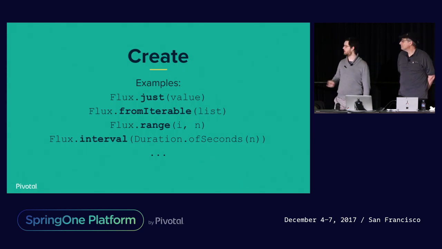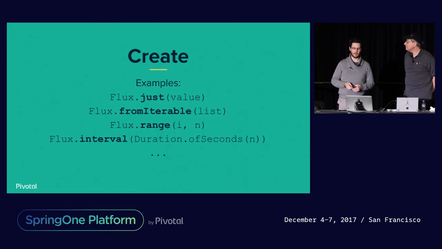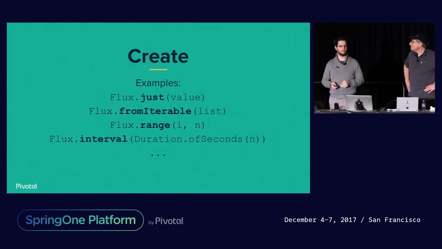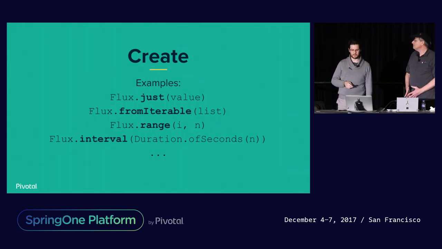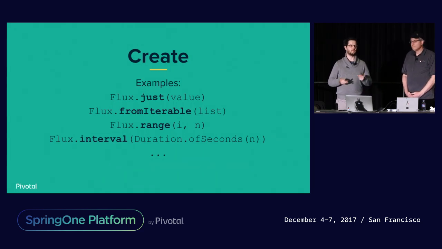And the interval one is interesting too. It's one of these operators that has a time dimension. It emits ticks from a clock. So in this case, every n seconds, it will emit an incrementing number. So you can combine that, for instance, with zip or something else with a different source of value to emit data at regular times, for instance.